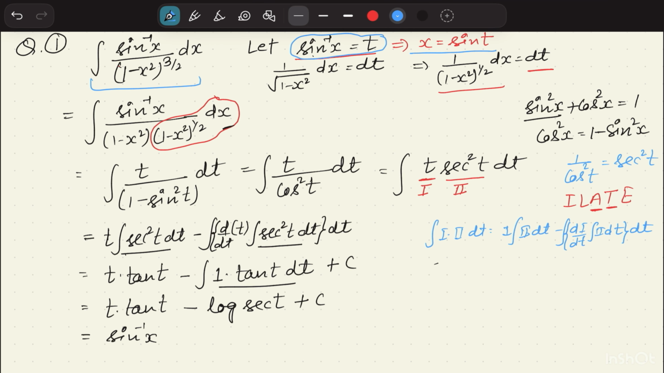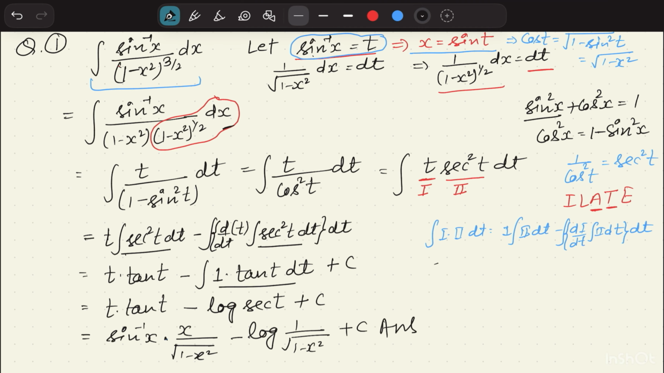If sine t is x, so cos t will be, cos t is under root 1 minus sine square t. So cos t will be under root 1 minus, sine t is x, so 1 minus x square. So we can find the value of tan t. tan t is sine t upon cos t. So value of sine t is x upon under root 1 minus x square, minus log sec t. Okay, we can again find the value of sec t also. Sec t is 1 upon cos t, that means 1 upon under root 1 minus x square, plus c. This is your answer.